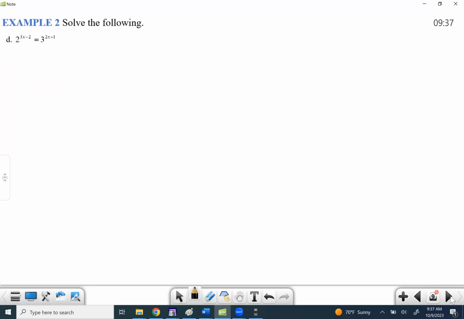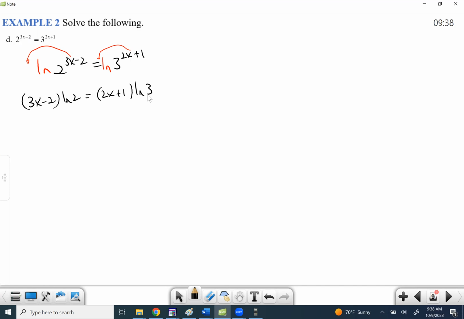Okay, so we're going to go ahead. Let me write it here with some space. So isolate the exponential. They're already isolated. So we're going to take the natural log of both sides to move the exponent in front of the logarithm. So we're going to have 3x minus 2 natural log of 2. And we're going to have 2x plus 1 natural log of 3.